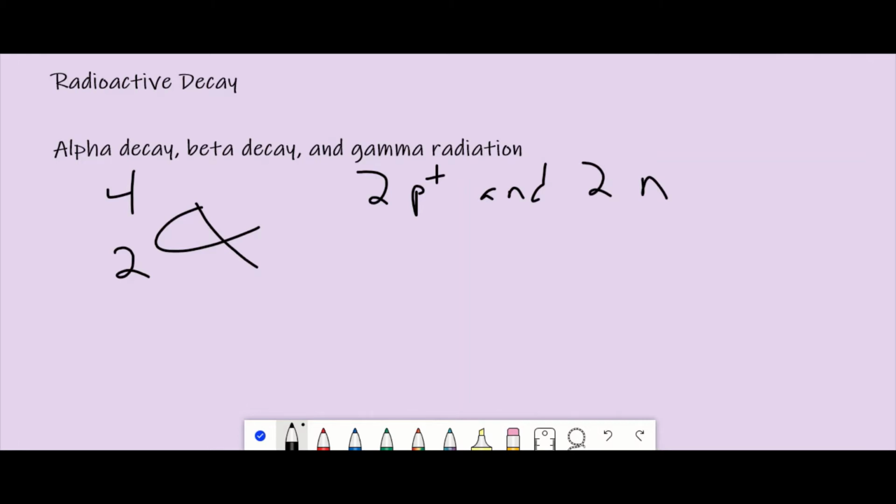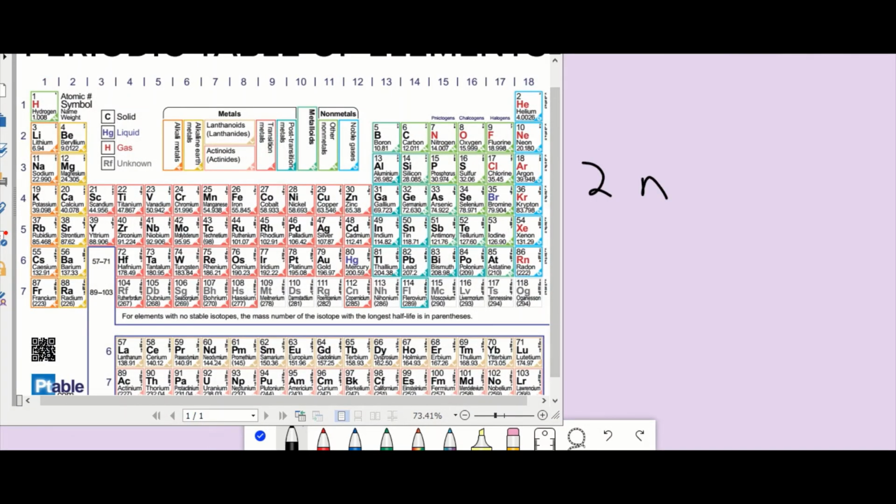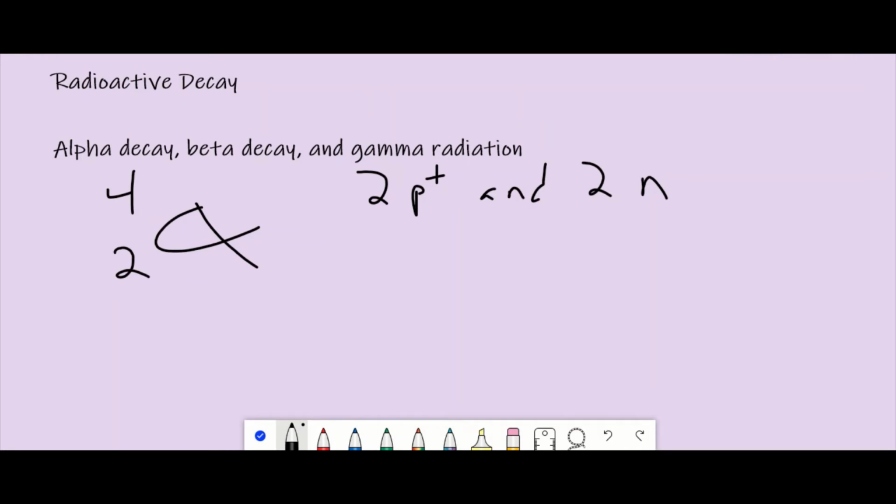But if you also look at it, if it's got 4, 2, what other element has two protons and a mass of 4? If you look at your periodic table, 2 protons and a mass of 4 is helium. So this is the same thing as 4, 2 helium. In alpha decay, you can see either this 4, 2 alpha particle, or you can see it written as helium. Quick note, this actually has no electrons, so it's got a charge of +2.